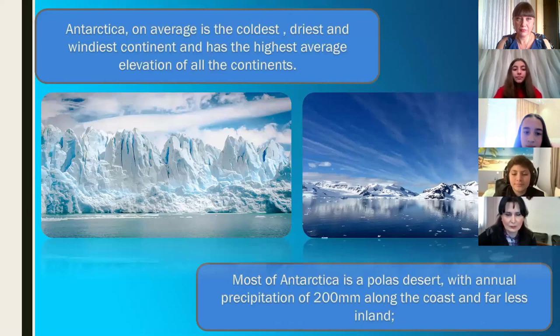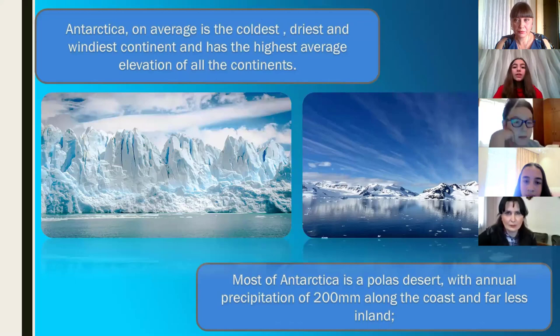Antarctica, on average, is the coldest, driest, and windiest continent and has the highest average elevation of all continents. Most of Antarctica is a polar desert, with annual precipitation of 200 millimeters along the coast or far less.